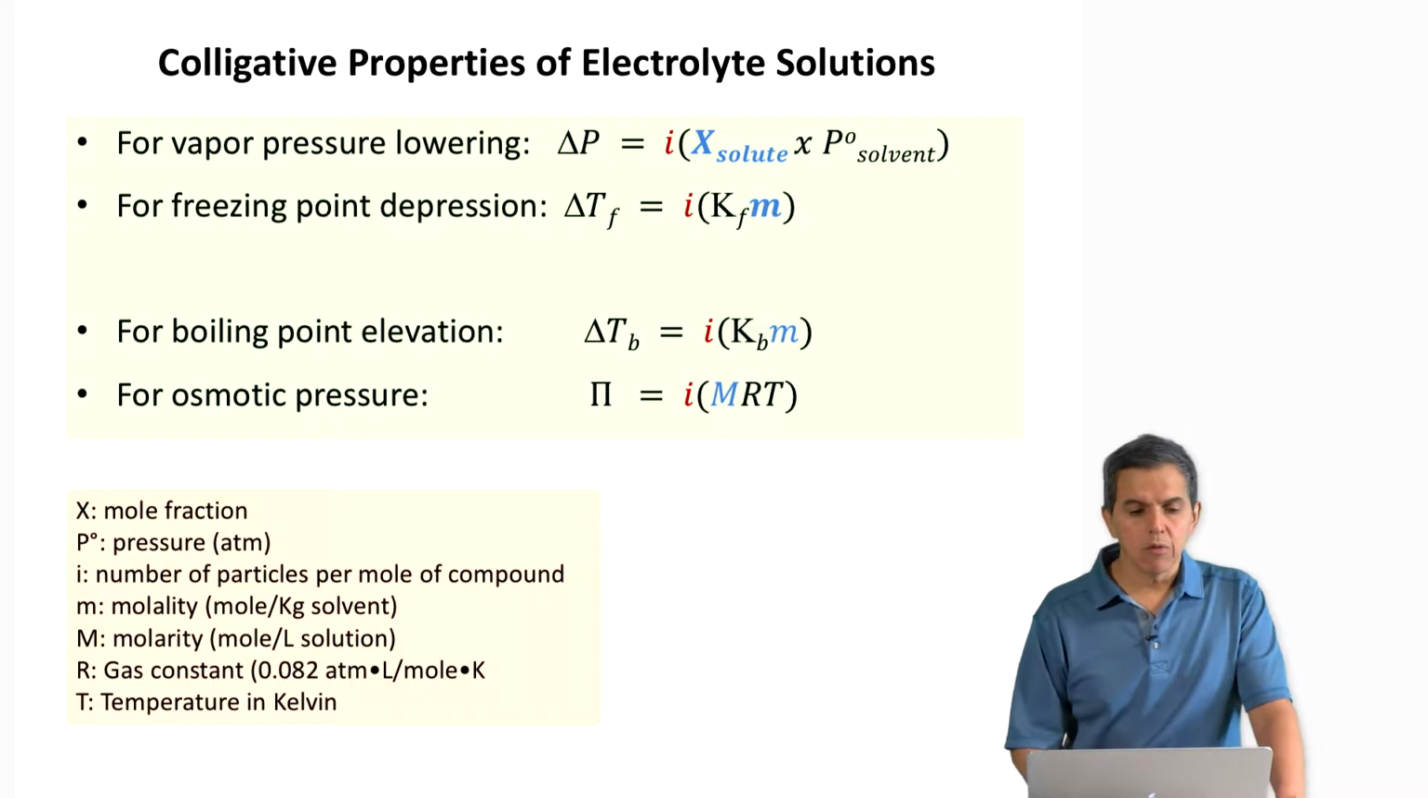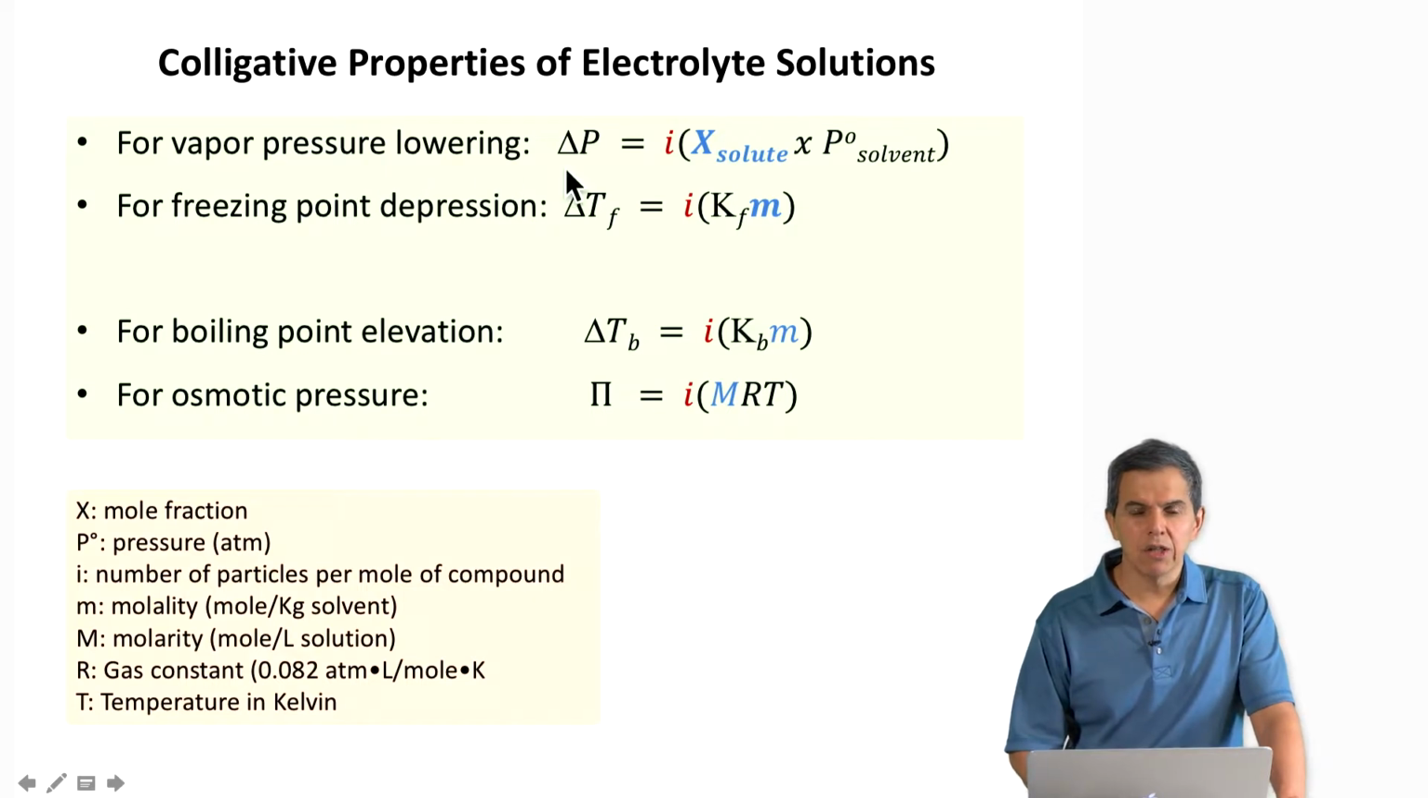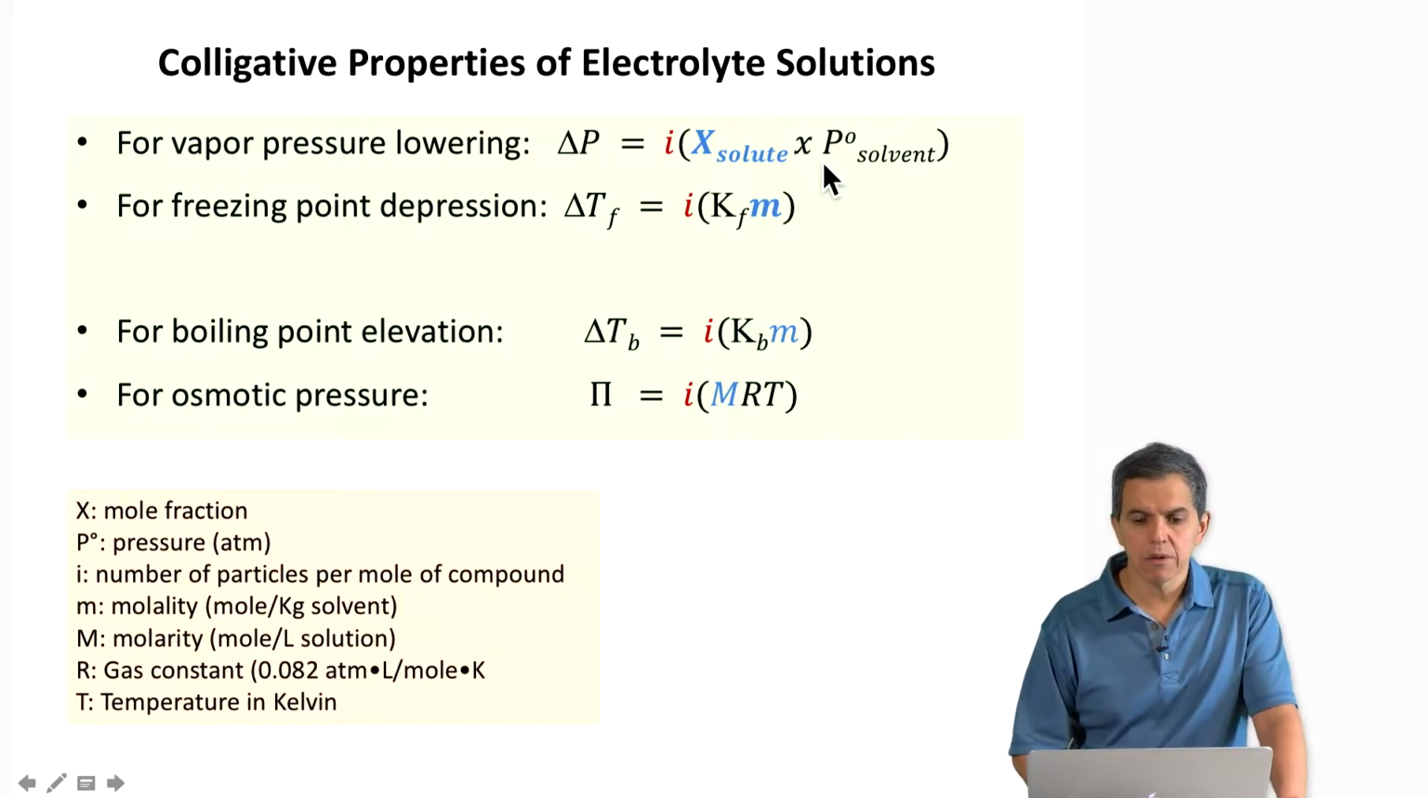Four equations that we need to consider are, first, the one for vapor pressure lowering, in which the change in pressure is related to the number of particles per mole, the mole fraction of the solute, and the vapor pressure of the solvent.